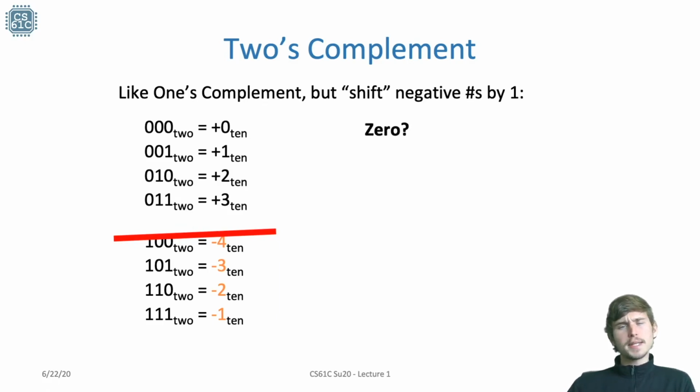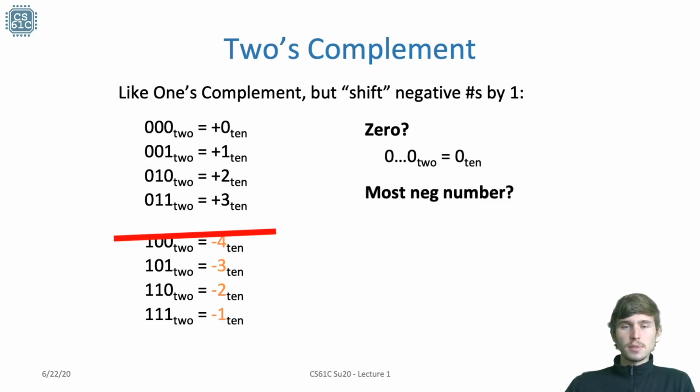So how do we represent a 0 in 2's complement? Well, it's really nice. A 0 is just all zeros. How about the most negative number? Well, this is a little bit more complicated. It's slightly different than unsigned, but we just make it so that the most significant bit is a 1 while all the other bits are 0. So the most negative number is going to be negative 2 to the n minus 1.